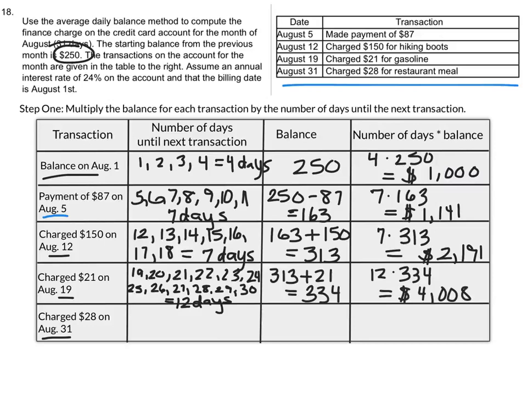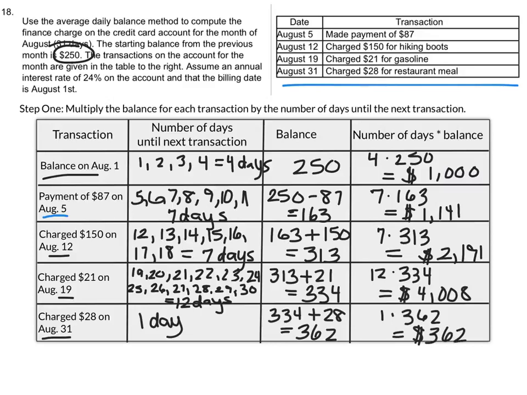Lastly, I charged $28 on August 31st. Now August only has 31 days, so I'll just go to the end of the month, and since I made a charge on the last day of the month, this will just be 1 day. And then I charged $28, so I need to add 28 to my balance. 334 plus 28 is 362. Then 1 times 362 is $362.